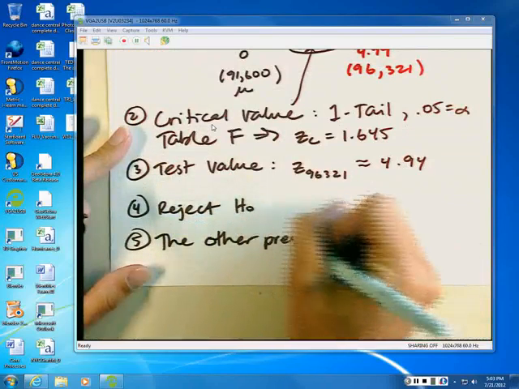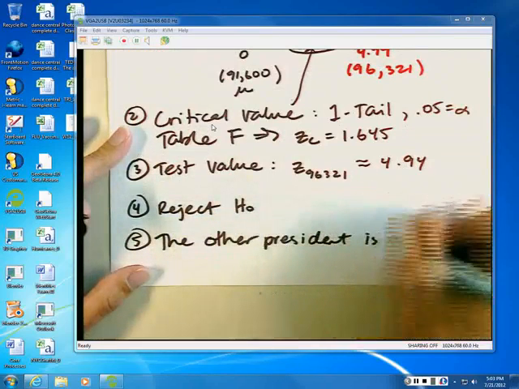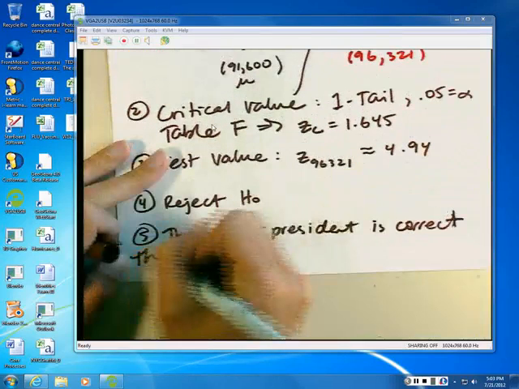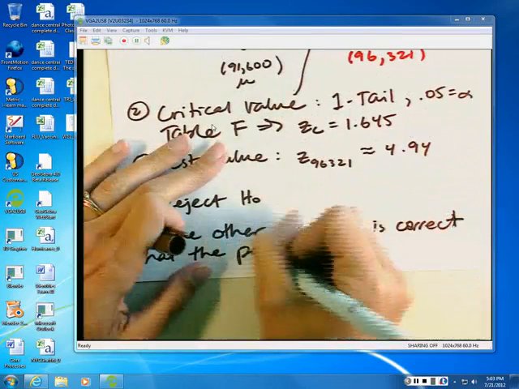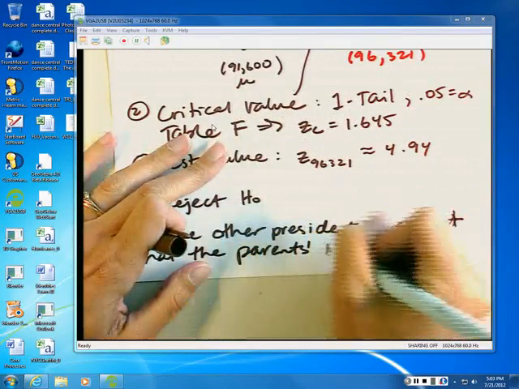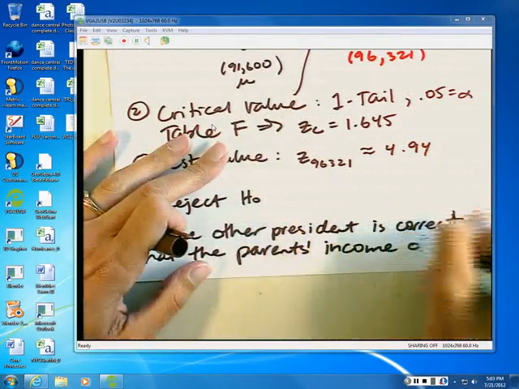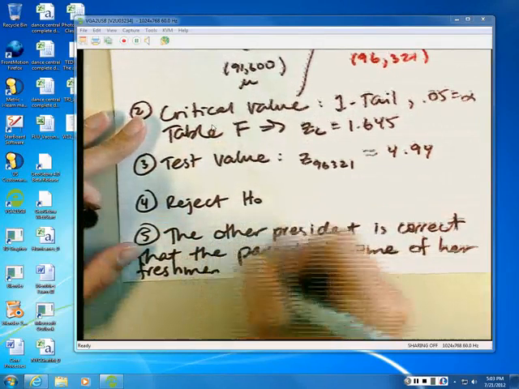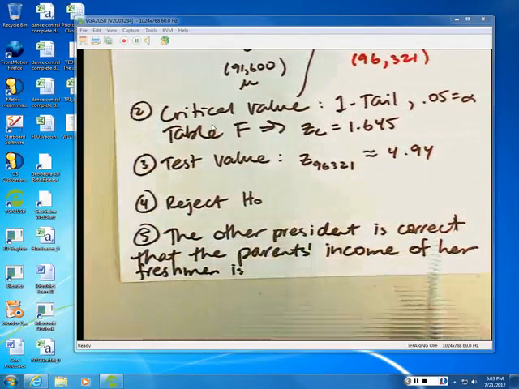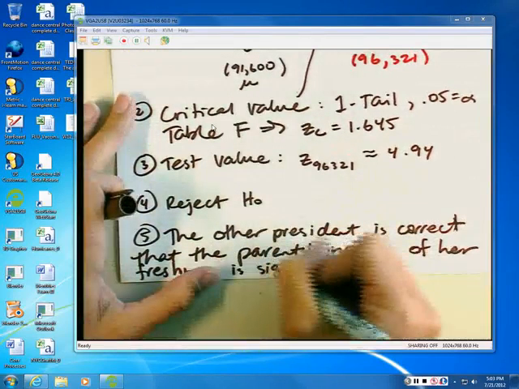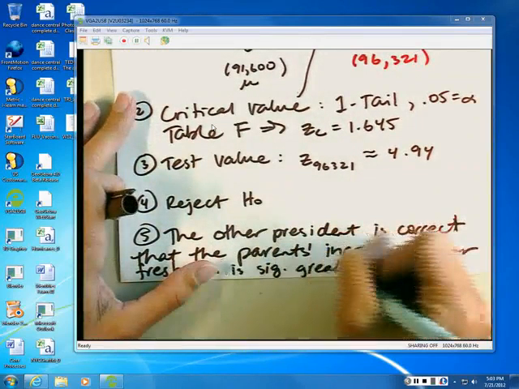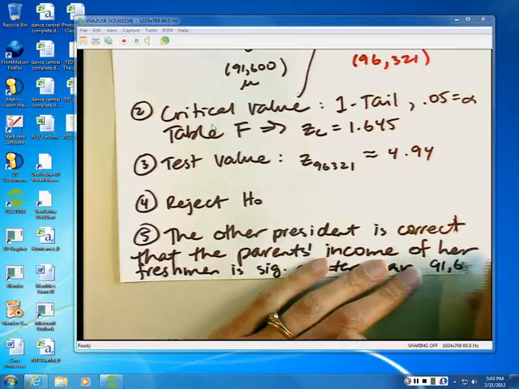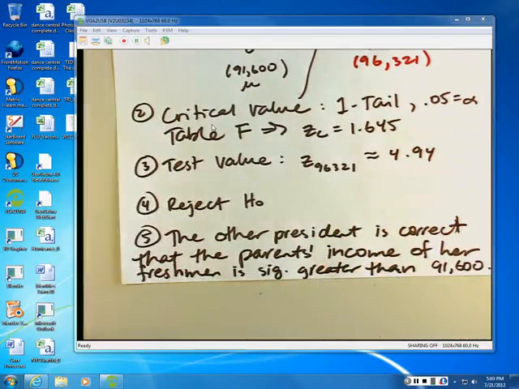I'm explaining now, I'm using my own words, is correct that the parents' income of her freshman, or that university's freshman, is, and I'm going to use the correct terminology here, significantly greater than. I'm going to abbreviate. Significantly greater than that 91,600. So there's all 5 steps.